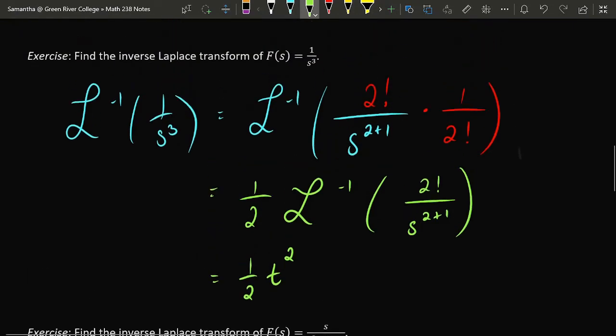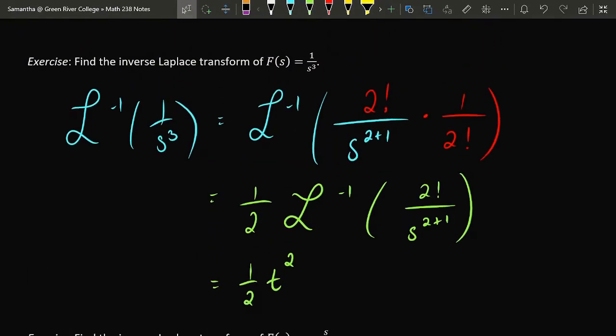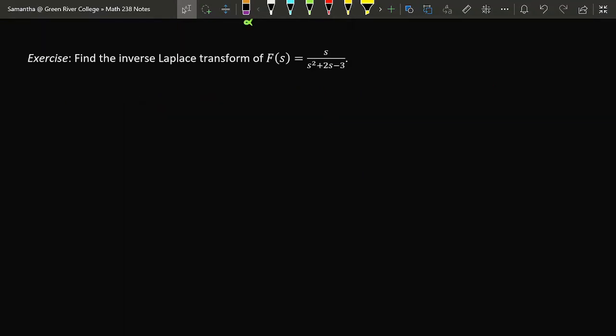So use the table, but bear in mind that oftentimes you're going to have to make some minor adjustments to make your function be an exact match to one of the entries in the table. Alright, here's an even more complicated example. Suppose that we wanted to find the inverse Laplace transform of s divided by s squared plus 2s minus 3.